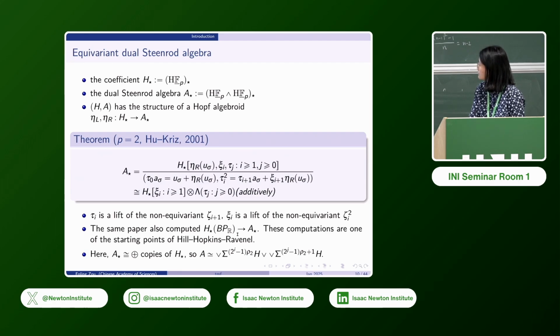The same paper also computes the homology of BP_R as a sub of A star, and these computations are one of the starting points of HHR's computation. And as non-equivariantly in this case, the dual Steenrod algebra is a sum of copies of H star, and by Clover's theorem, we then get that A is equivalent to a wedge of suspensions of Eilenberg-MacLane spectra, just like you have non-equivariantly for every prime.